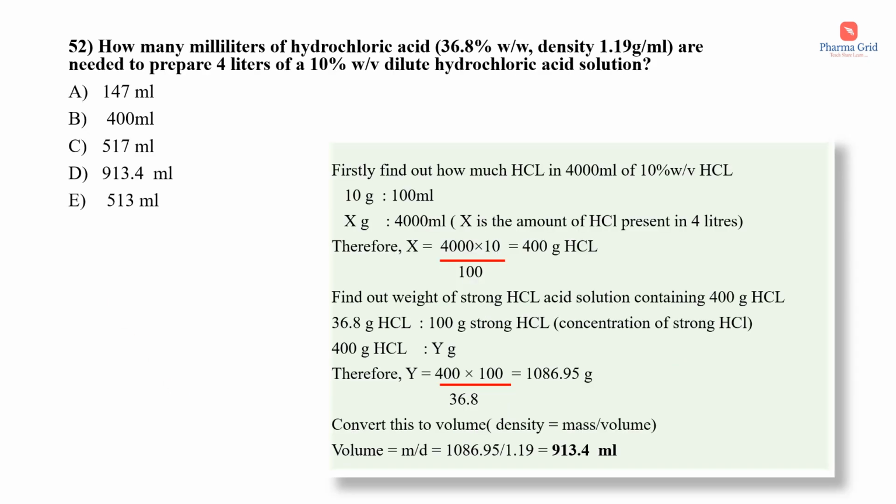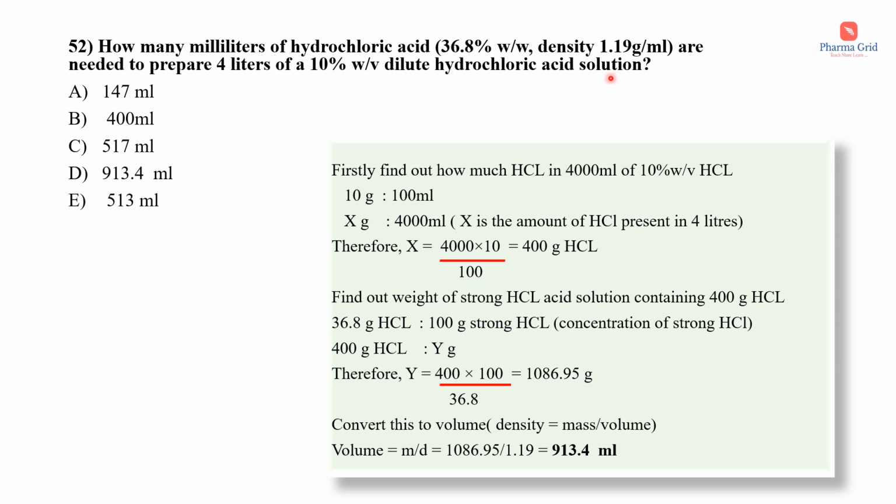Next question. How many milliliters of hydrochloric acid having strength 36.8% weight by weight, density 1.19 gram per ml are needed to prepare 4 liters of a 10% weight by volume dilute hydrochloric acid solution? So in this question, we need to prepare dilute hydrochloric acid solution from a strong hydrochloric acid solution. So we will solve this question from backwards. So here we need to prepare 4 liters of a 10% weight by volume dilute HCl.